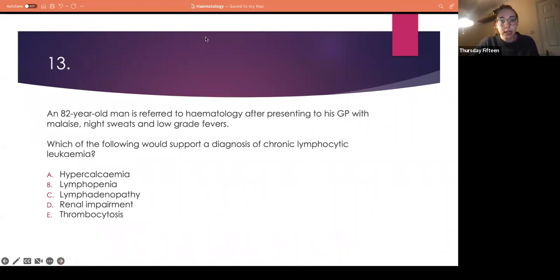Cool. Question 13. This is an 82-year-old man who's presented with malaise, night sweats, and fevers. Which one would support a diagnosis of CLL? Okay, so there's a split between B and C. So lymphopenia, i.e. low lymphocytes, or lymphadenopathy. So the answer is lymphadenopathy.